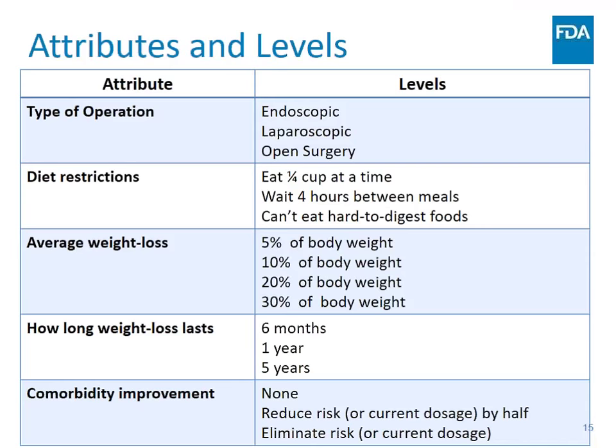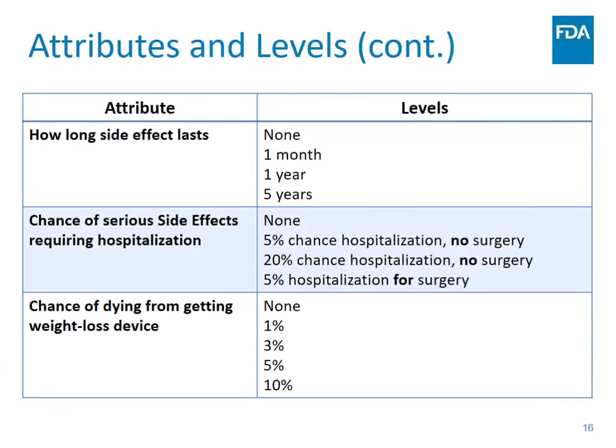The average weight loss ranges from 5% of total body weight to 40% of total body weight. The duration lasts from 6 months to 5 years. The comorbidity improvement ranges from none to eliminating the risk or the current dosage of the medication. As for the duration of the mild to moderate side effects, it ranges from none to 5 years.